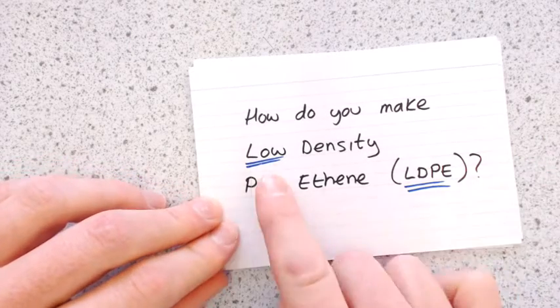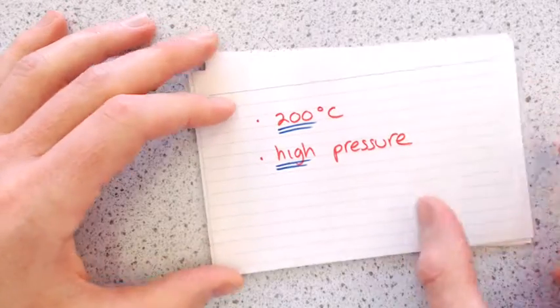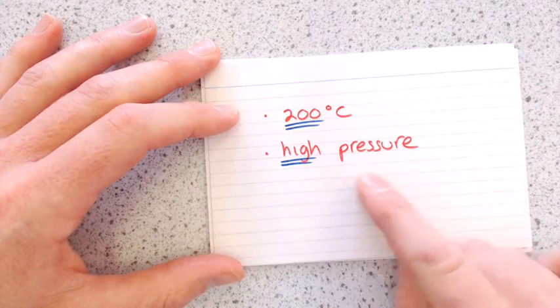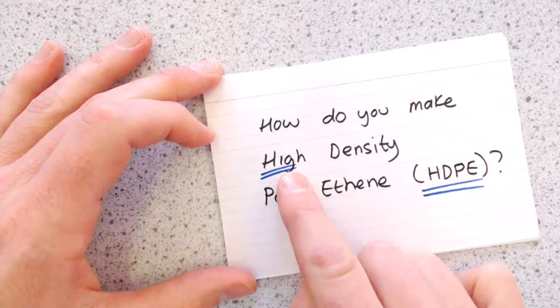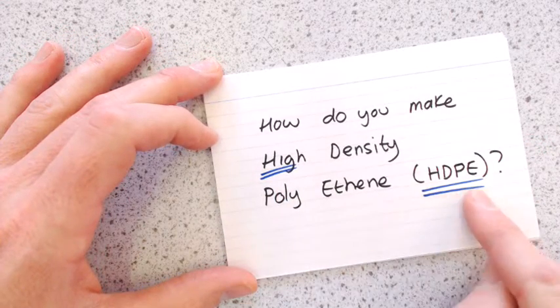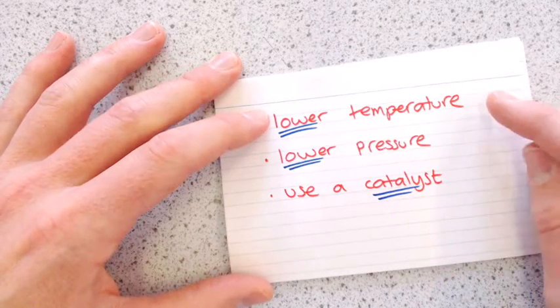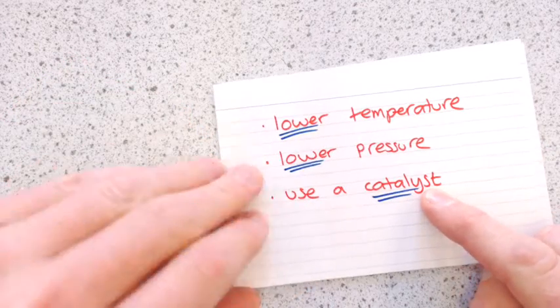How do you make low density polyethylene, LDPE? You need a reasonably high temperature, 200 degrees C, and a high pressure. How do you make high density polyethylene, or HDPE? You need a lower temperature, a lower pressure, and you use a catalyst.